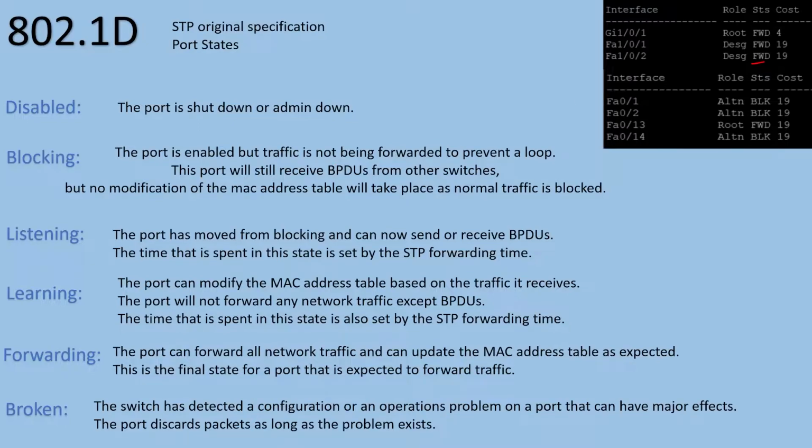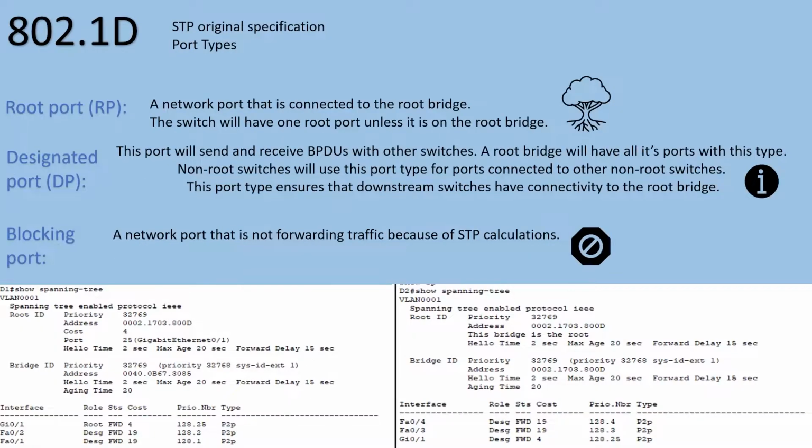Broken. The switch has detected a configuration or an operations problem on a port that can have major effects. The port discards packets as long as the problem exists. 802.1D Spanning Tree Protocol has 3 port types. The root port is a network port that is connected to the root bridge. The switch will have one root port unless it's on the root bridge.